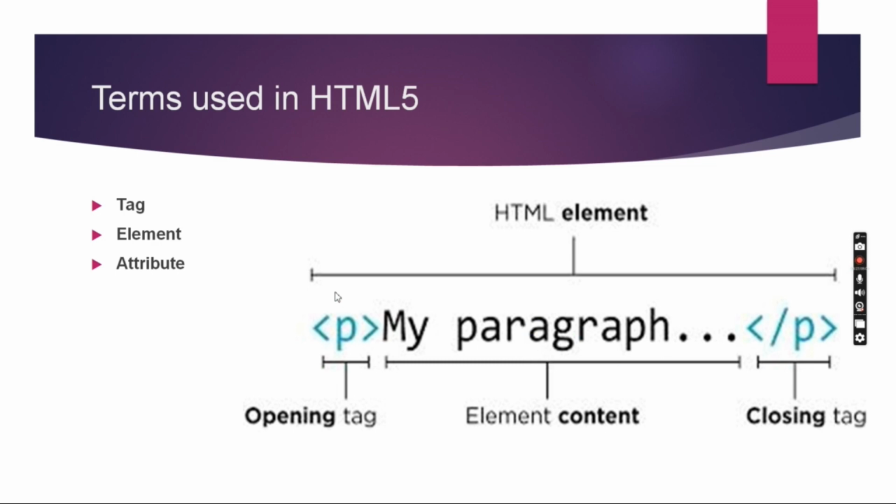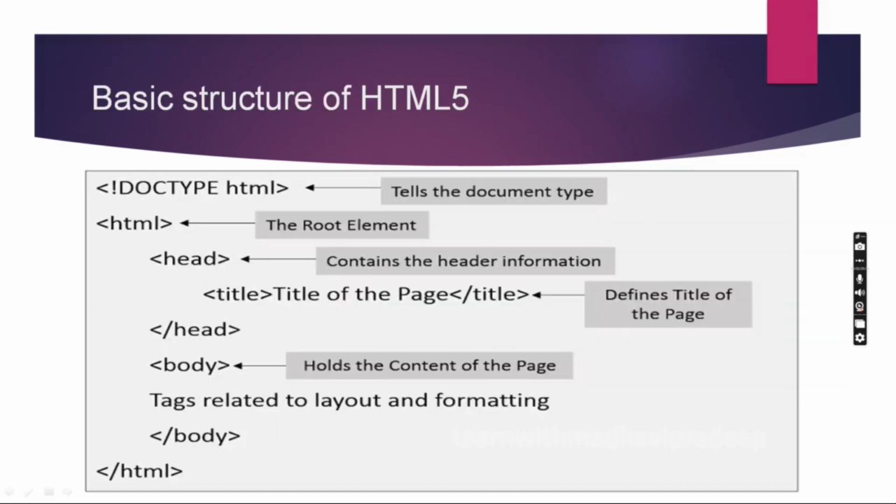You can see there is content called my paragraph. That is the element content. And overall, the opening tag, closing tag and element content together, we call it an HTML element. Next we have attribute. We'll be discussing attributes in the upcoming videos. I'll be making a separate video for the attribute. This attribute is used along with the tags.